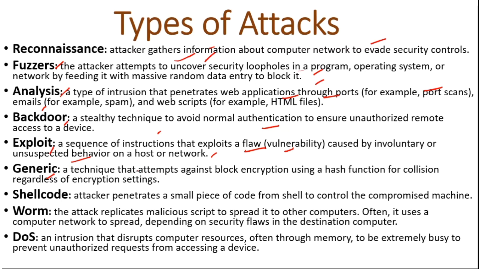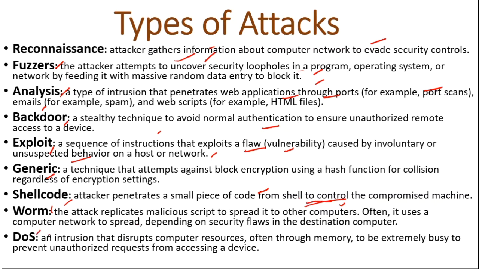So it's very complicated because it comes in cryptography. And seventh is shellcode. It's a small piece of code which can be used as a payload in the exploitation of a software vulnerability, just to control the compromise. And what is a worm? A worm is a standalone malware software that replicates malicious script to spread it to other computers, and it uses a computer network to spread.